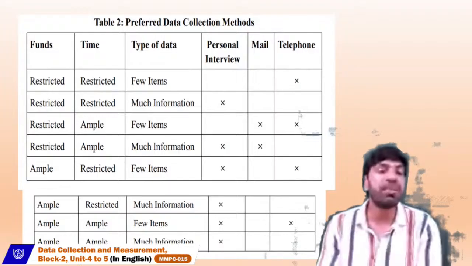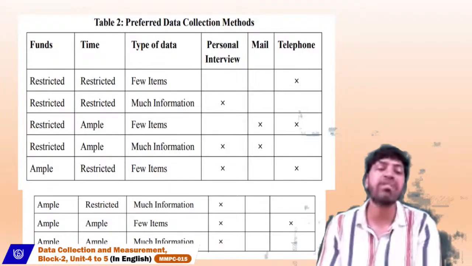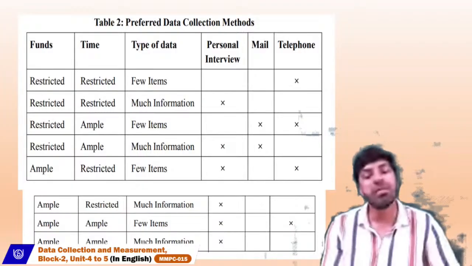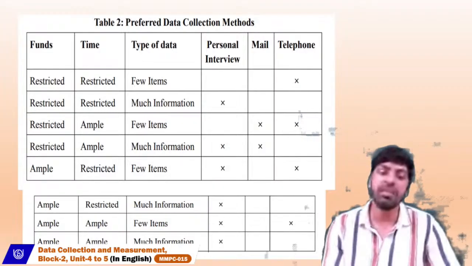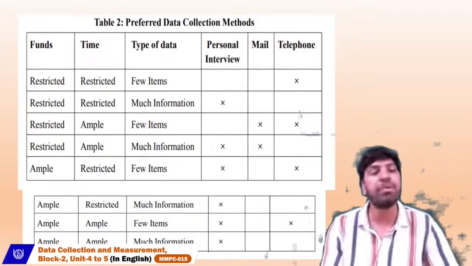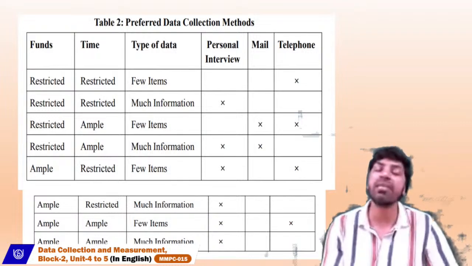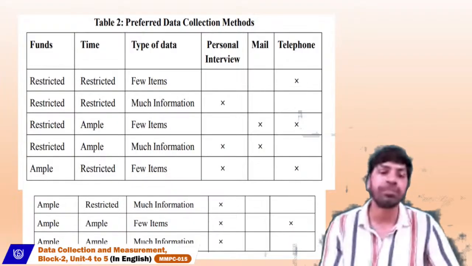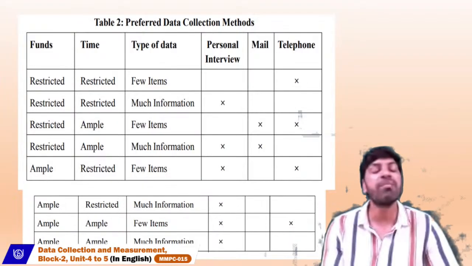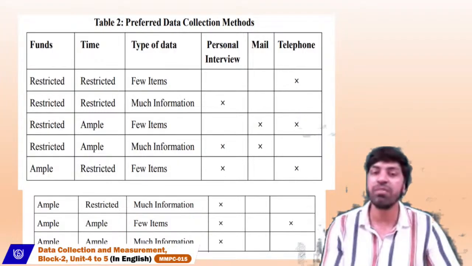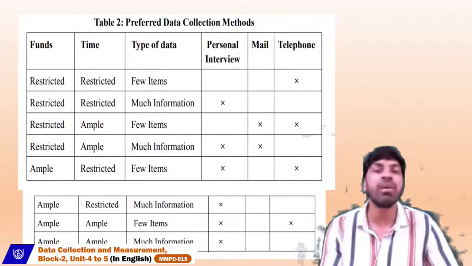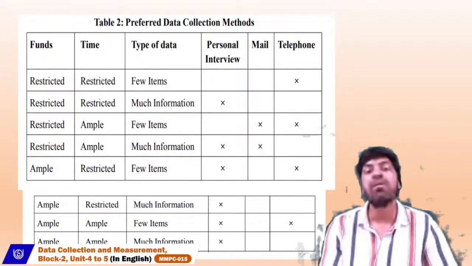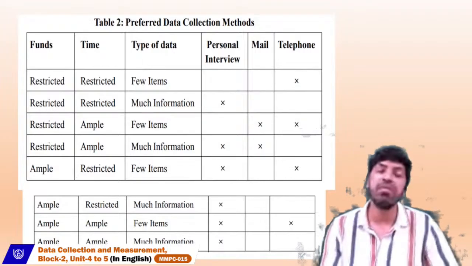When funds are ample, time is restricted, and much information is required, then the mail and telephone are preferred. Again, when funds are ample, time is ample, and there are few items, then the mail questionnaire is preferred. Same for ample funds and ample time with much information: the mail and telephonic interviews will be more preferred. So this is how we accordingly use the type of methods in the case of primary data.